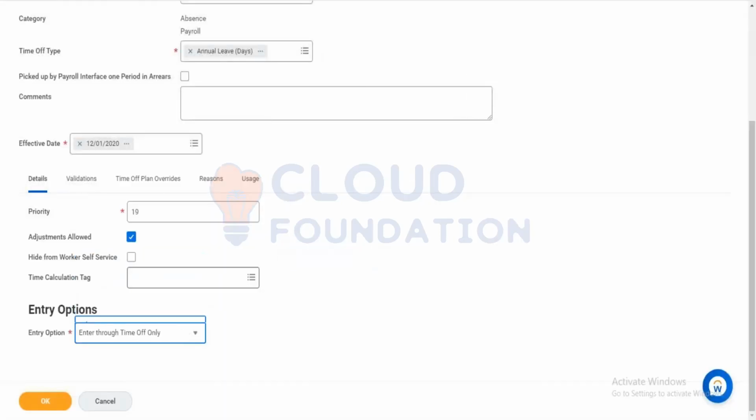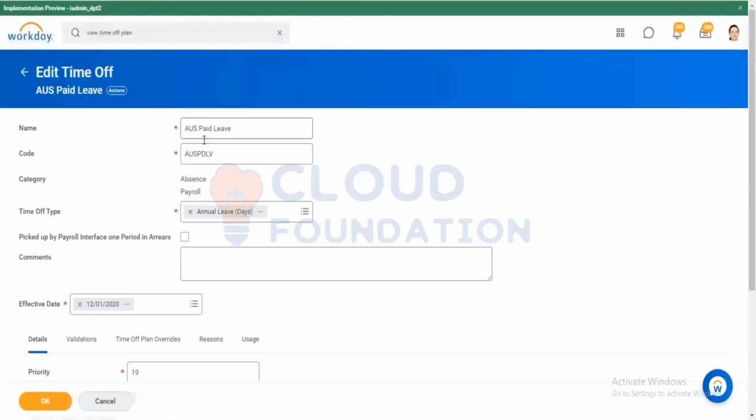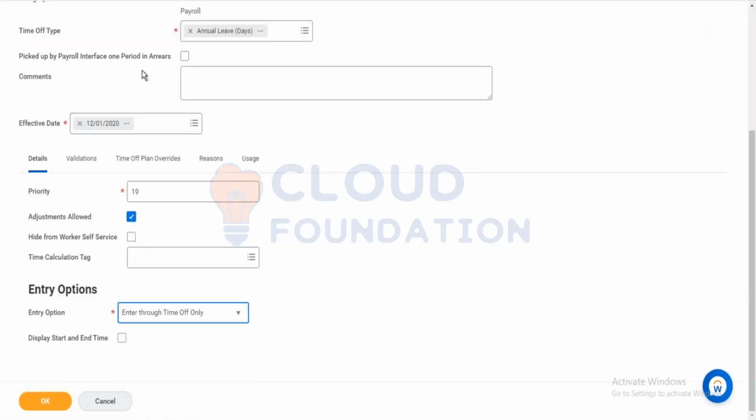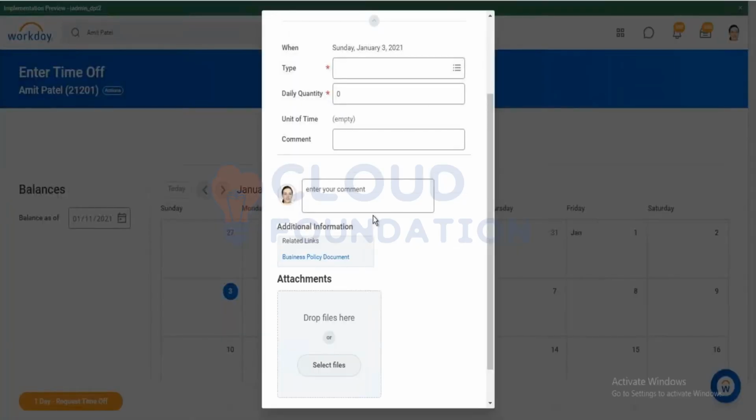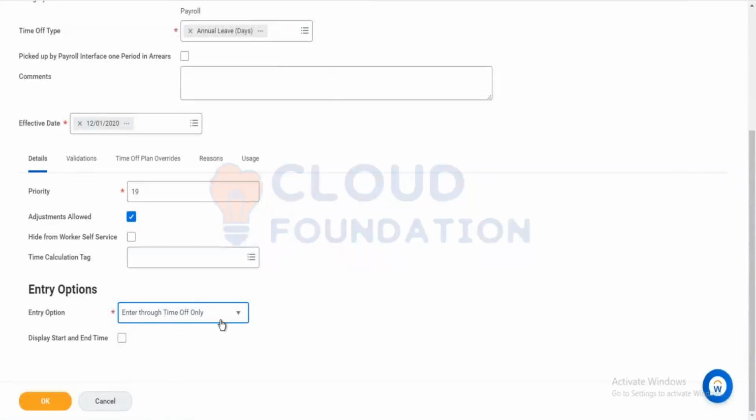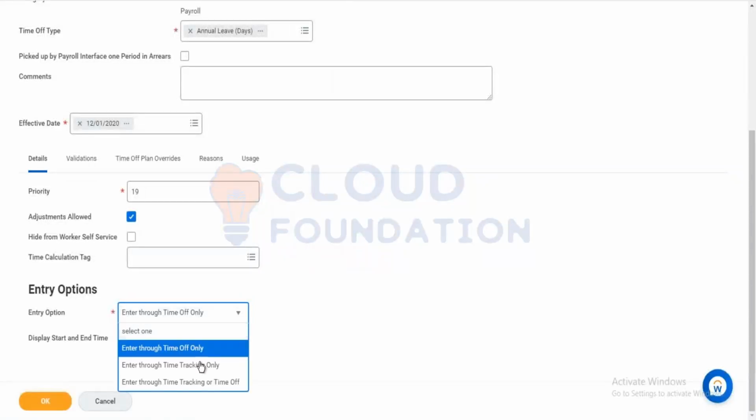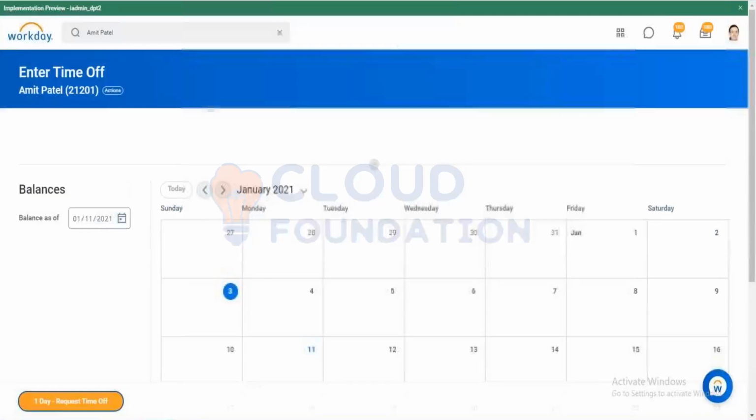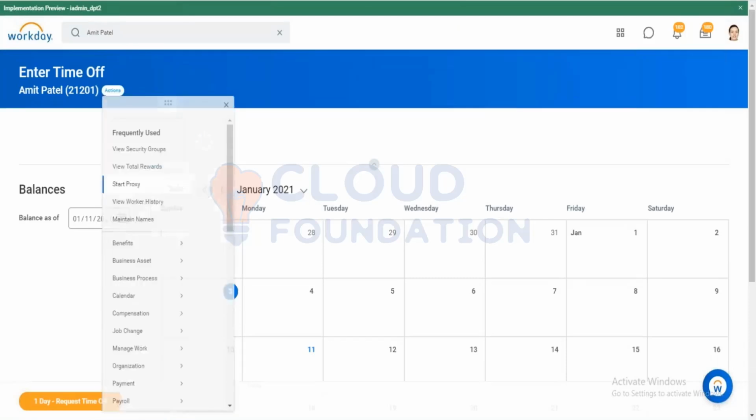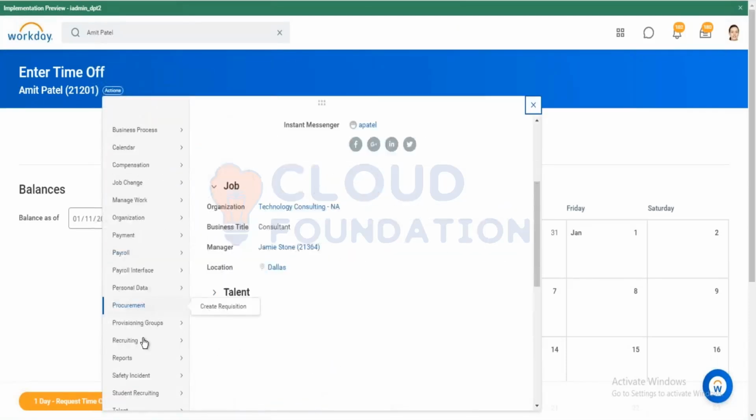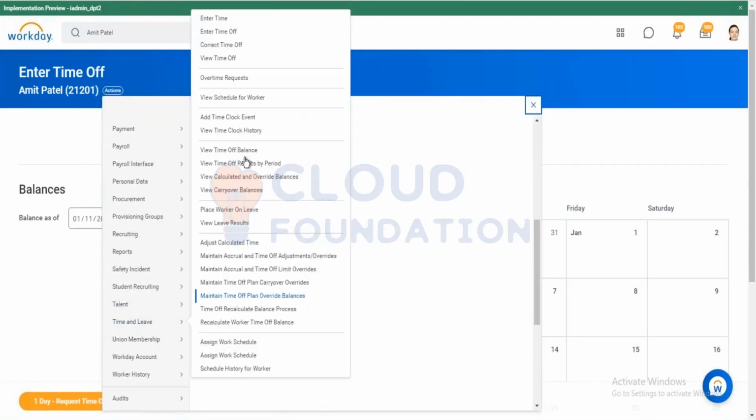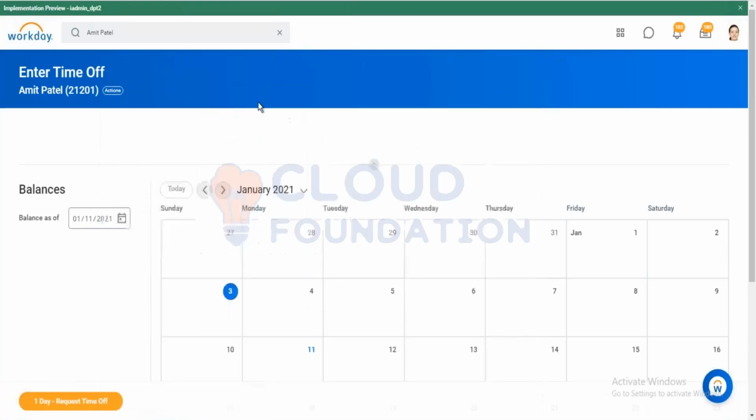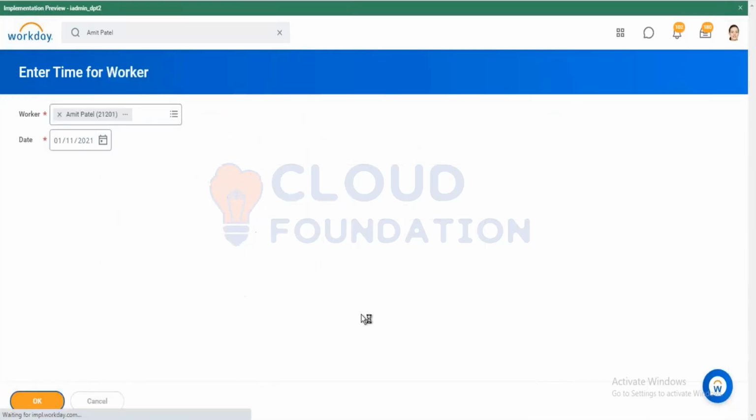So if you want to use your time off plan only through the absence calendar, the time off calendar, you need to make the entry option as time off. If you want to use it through the time card, you use it through the time card. No, I think we only use the time off. We don't use the enter time. You use it through this calendar.